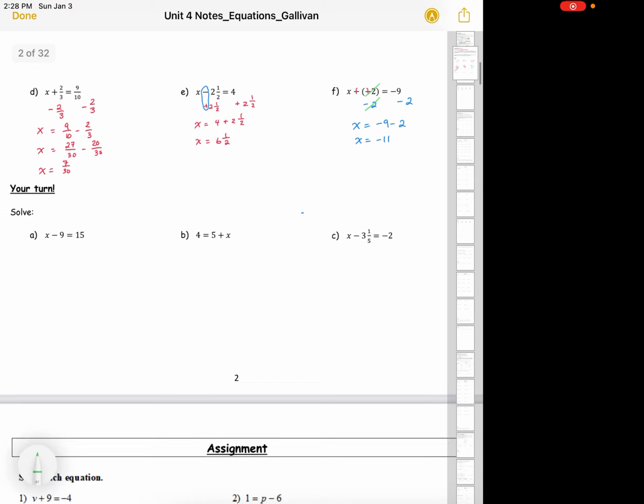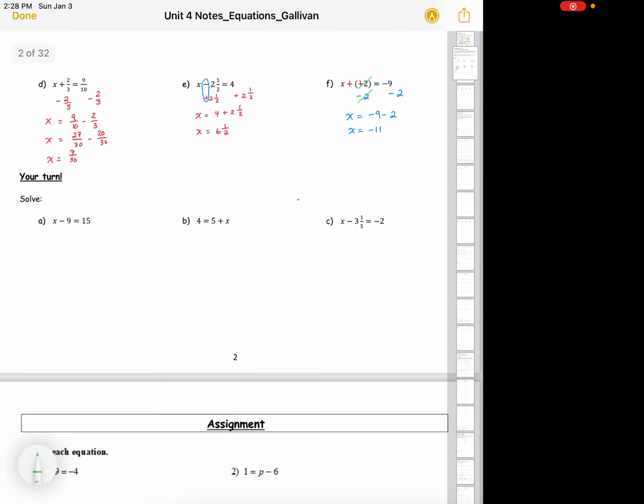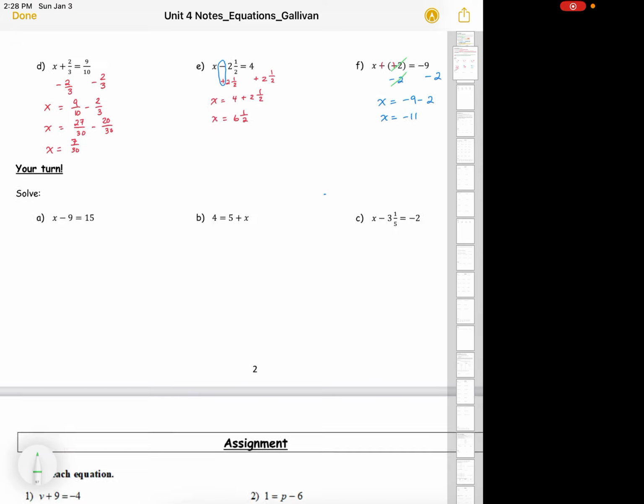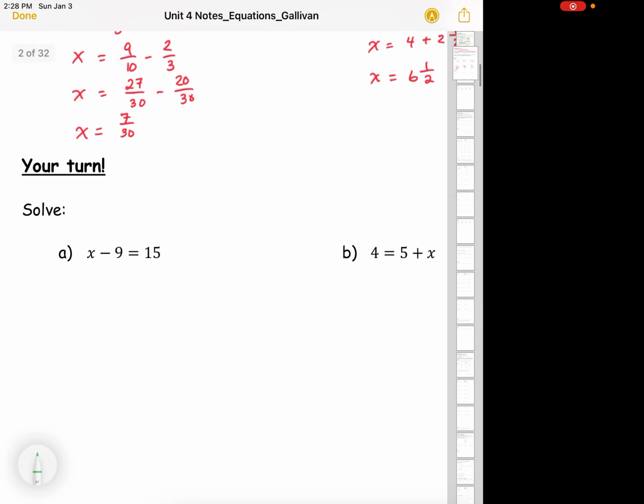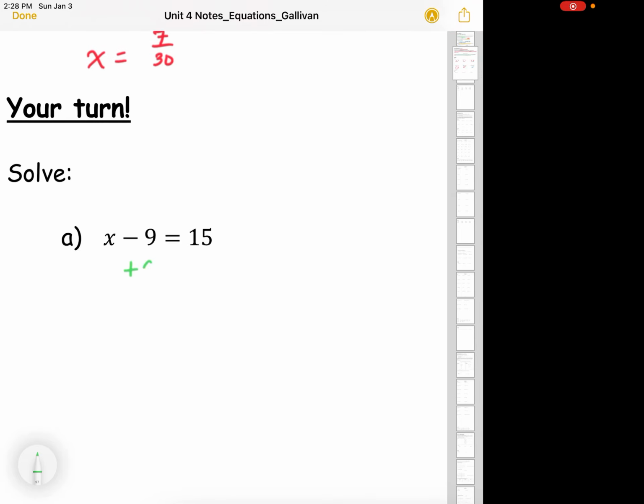Okay? Now, these next three you should try on your own. Pause the video, come back, and check if you got them right. Okay, I'm going to assume you're back. So the opposite of adding 9 or subtracting 9 is to add 9 to both sides. So x will equal 15 plus 9 because these will cancel out. So x will equal 24.